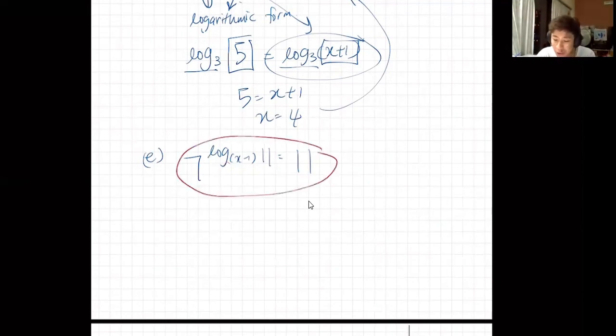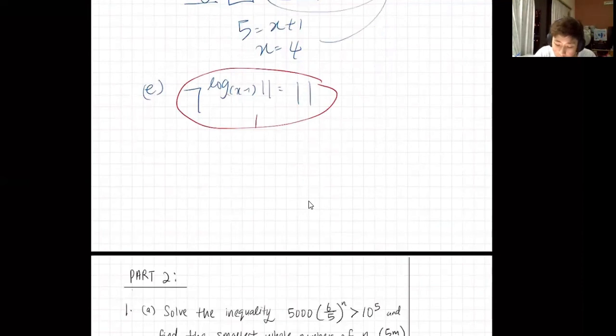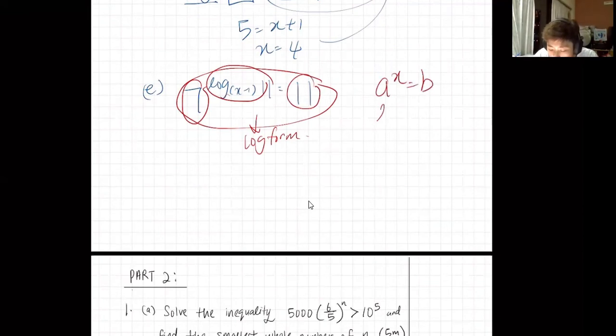This is actually an index form. So if I convert it to log form, what will I get? It's actually something to the power of something equals to this. Think of it as a to the power of x equals b. You know that log base a of b is equal to x. X is always the answer.